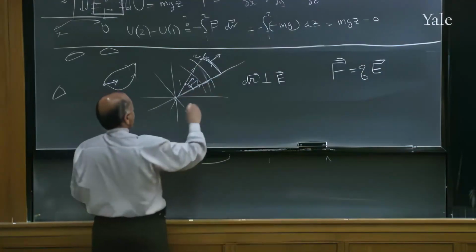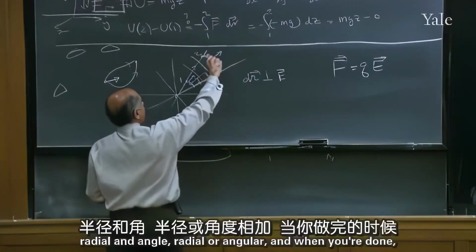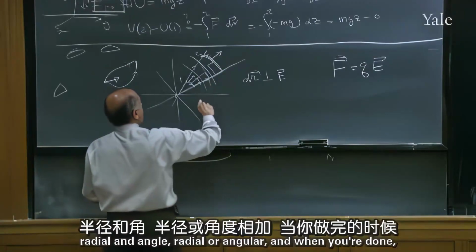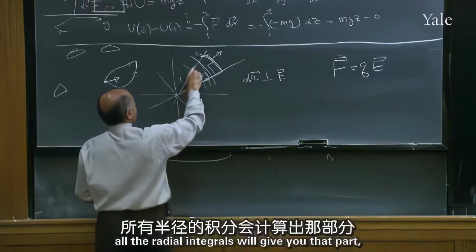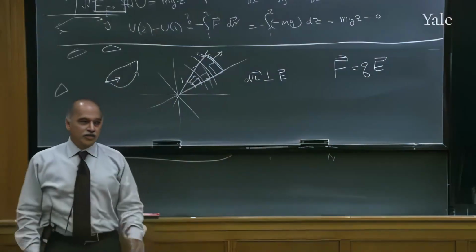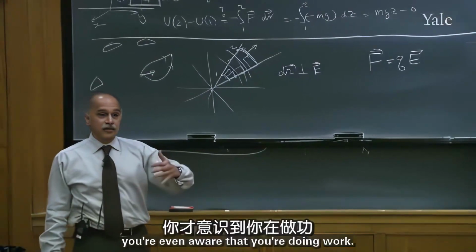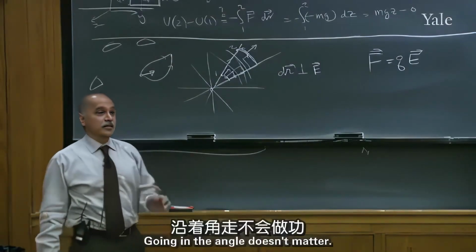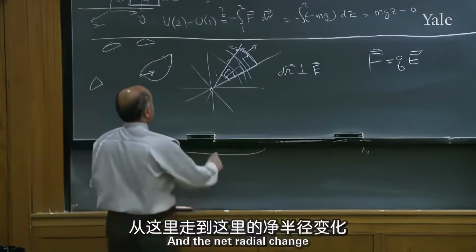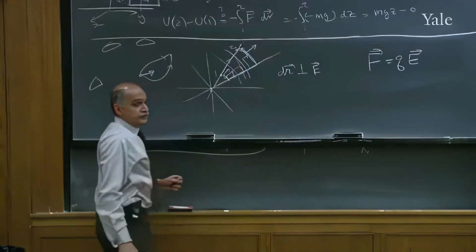Then you can see that you can go on adding all kinds of changes, radial and angular, and when you're done, all the radial integrals will give you that part, and the angulars won't count. So as you move around, it's only when you're moving radially you're even aware that you're doing work. Going in the angle, it doesn't matter. And the net radial change in going from here to here is that distance no matter how you move.